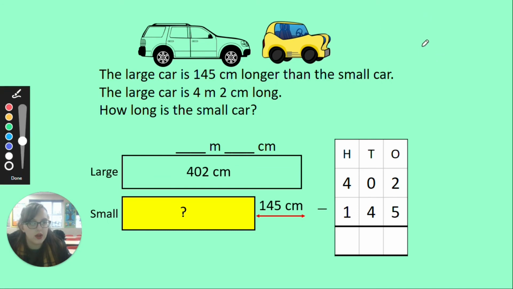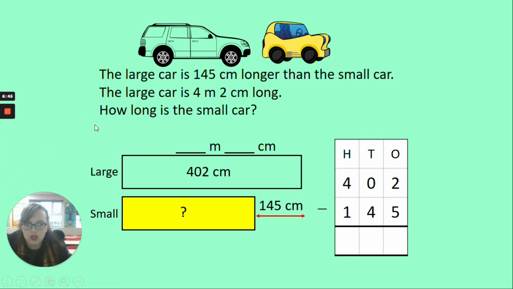So we know that if we have 402, I'll just use this one down here. So 2 take away 5 we can't do. We're going to have to make an exchange. There's nothing to exchange from here, so we go to the hundreds. Exchange the 4 for 3 hundreds and move that over. Now we can exchange this to a 9 to get 12. So 12 take away 5 is going to be 7. 9 take away 4 is going to be 5. And 3 take away 1 is going to be 2, which should leave us with 257.